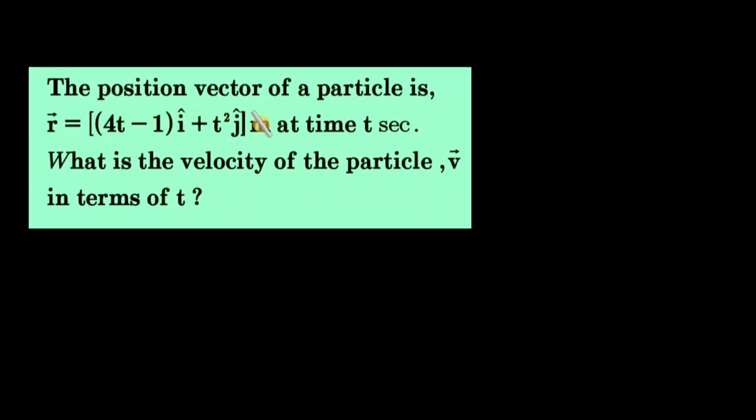The position vector of a particle is r equals (4t minus 1)i plus t squared j in meters at time t seconds. What is the velocity of the particle v in terms of t?